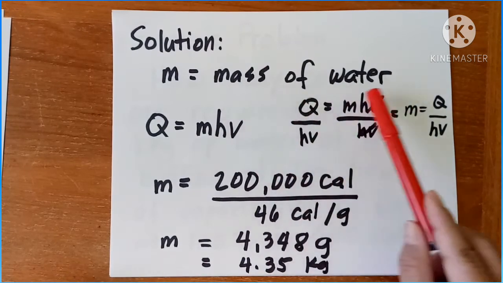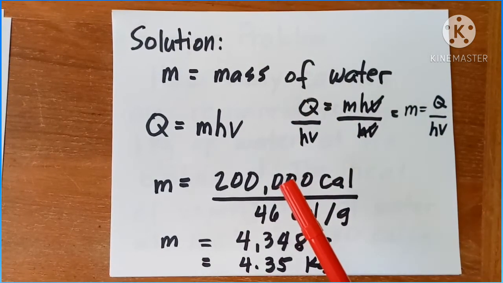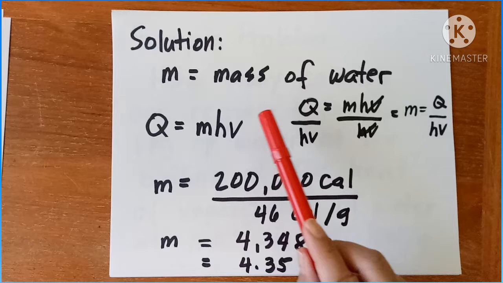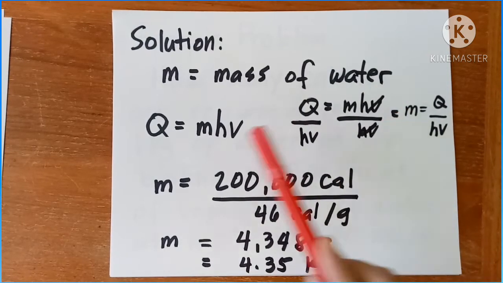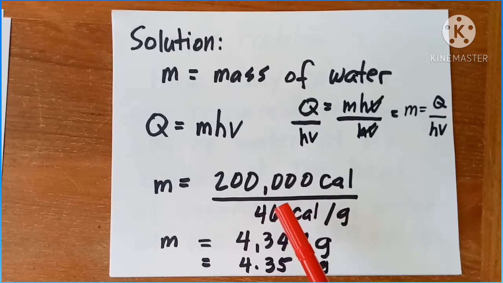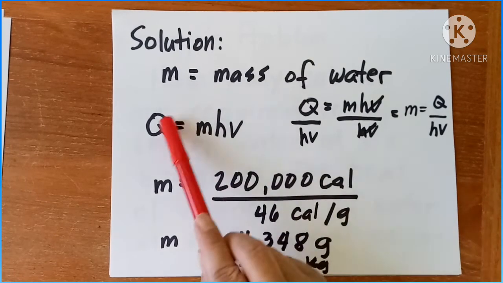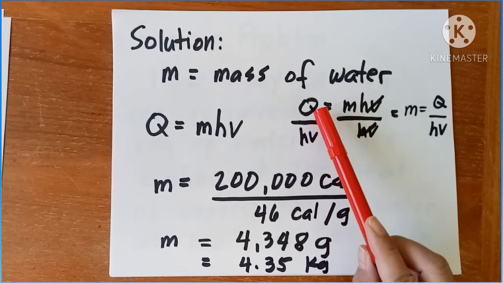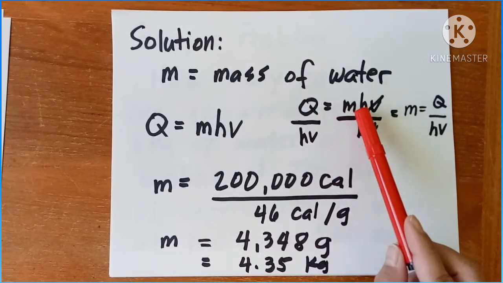First, get the mass of water, but that is the unknown, the mass of water. But our formula is Q equals M times HV. So we need to derive the formula of mass from this equation. So we are going to write the equation Q equals MHV.